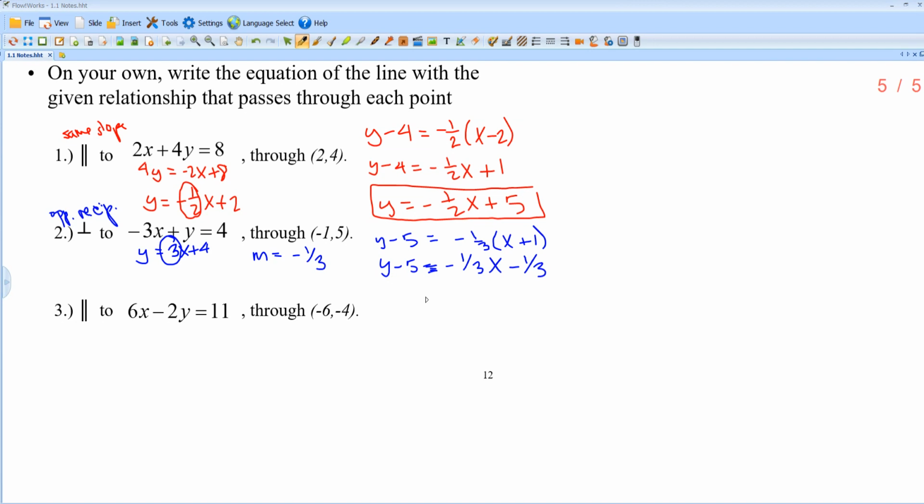And we add the 5. Negative 1/3 plus 5. All right, so we're going to add some fractions. Again, not a big deal, it's fine. It's 5 over 1. Need a common denominator, so multiply by 3. So this is like negative 1/3 plus 15 thirds, which is 14 thirds. Nothing to panic about. We get y equals negative 1/3 x plus 14 thirds.